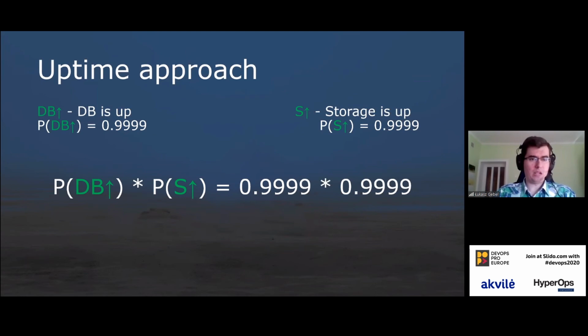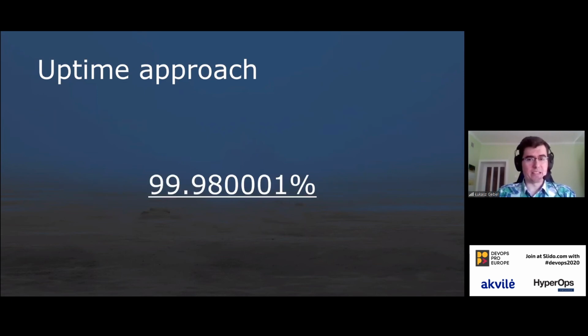So our DB is up 4 nines, our storage is up 4 nines. After multiplying the SLAs of our services in the probability form, we get 3 nines and 8. So we used only 2 services, but we have already lost 1 nine, which is really bad.